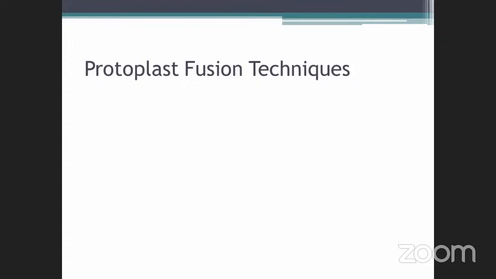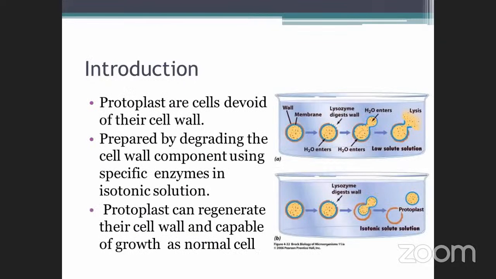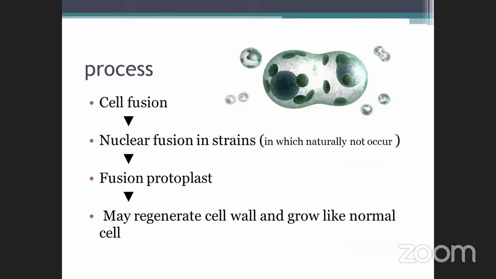Next one is protoplast fusion. That is nothing but two cells which are divested of their cell wall, and in a specific isotonic medium, you fuse those two cells. Then there will be formation of the protoplast, which is the fusion of two particular cells. And once it is fused, the cell wall will again be developed.